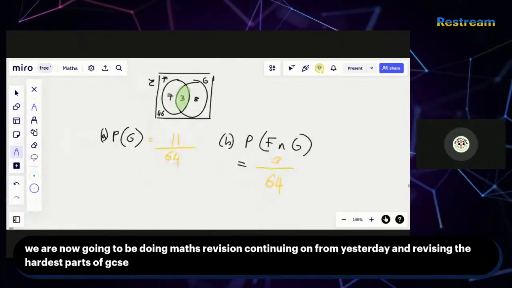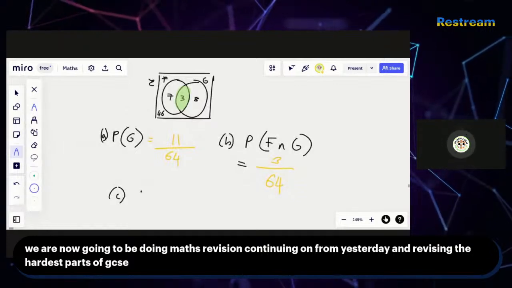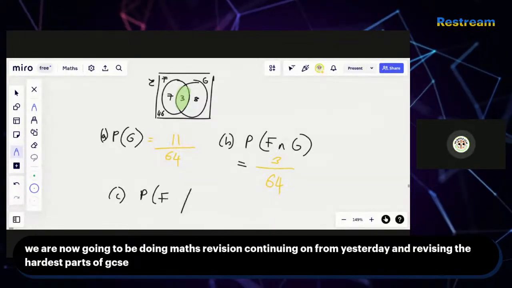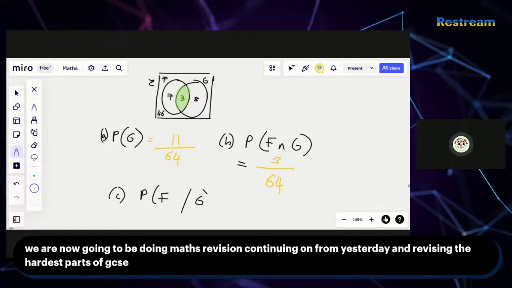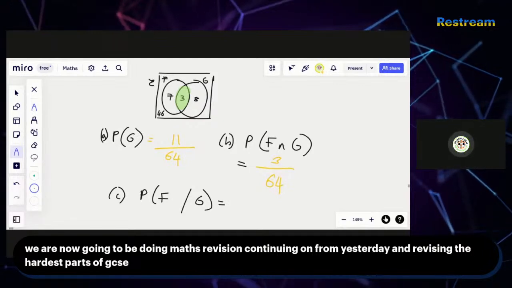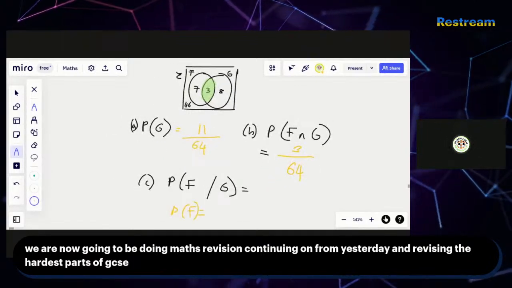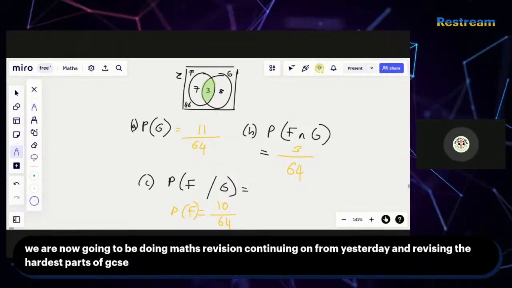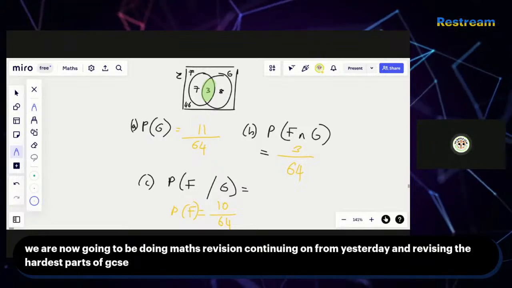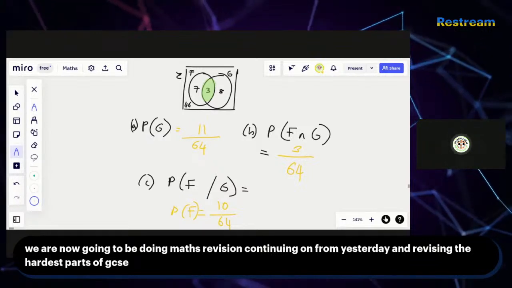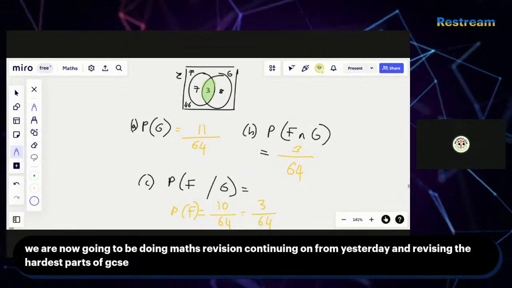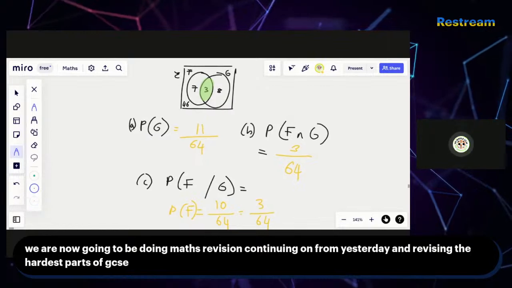Now we're going to get a bit hard. Find the probability that they study French given that they've studied German. So that is the conditional probability part now. So what you would do here is, we know the probability that they've studied French, so let's do some working here. The probability that they've studied French is 7 plus 3, so 10 out of 64. But we're told that they study German. And we know out of this 10 out of 64, 3 of them study German, so therefore we have 3 out of 64. Now the final question to this part, D.